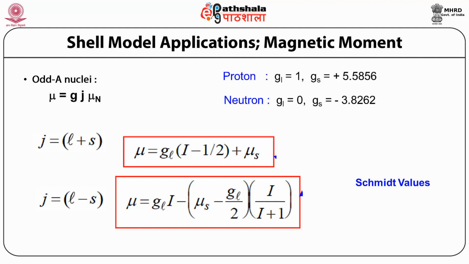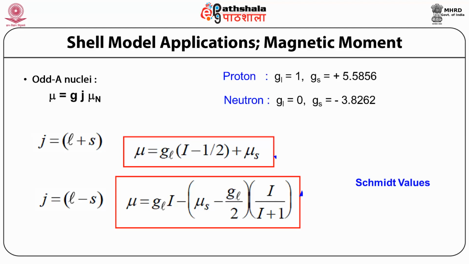For proton, Gl is equal to 1, Gs is equal to plus 5.5856. For neutron, since there is no charge, Gl is equal to 0 and Gs is equal to minus 3.8262. It means the magnetic moment associated with proton and neutron will be oppositely directed.